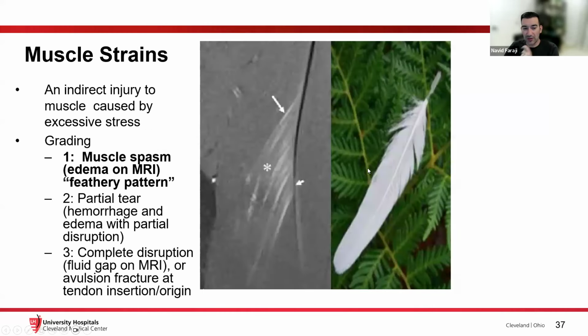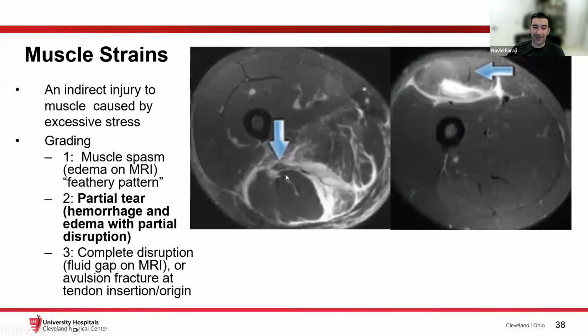So let's talk about muscle strains. Grade 1 strains, we talk about feathery intramuscular edema. This is a feather. We can see nice bright signal between these little myofibrils, and this is what a grade 1 strain would look like. We don't see any architectural disruption. We don't see a focal hematoma. We don't see full thickness disruption of any of these fibers. We don't see any fibers disrupted, just some edema between those things. That's what we would call a feathery pattern grade 1 strain.